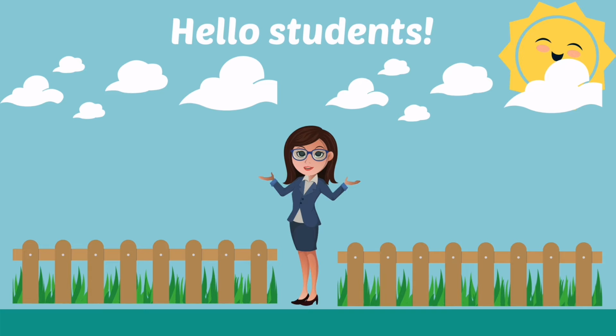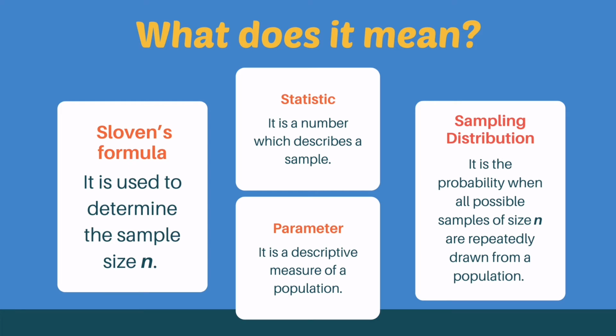So hello again students. Let us now proceed. But first, let us define this. Slovin's formula. This is used to determine the sample size. Statistic is a number which describes a sample, while parameter is a descriptive measure of a population. Another one is the sampling distribution. It is a probability distribution when all possible samples of size n are repeatedly drawn from a population.